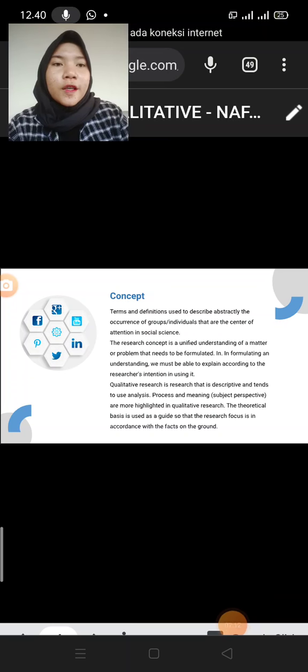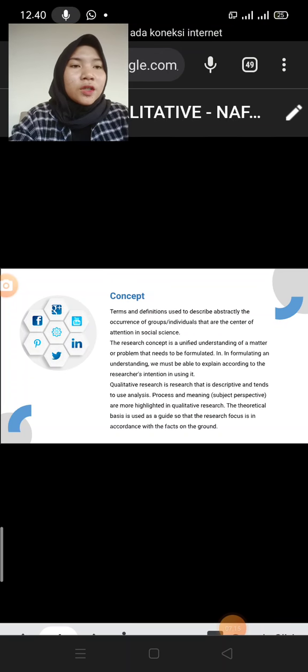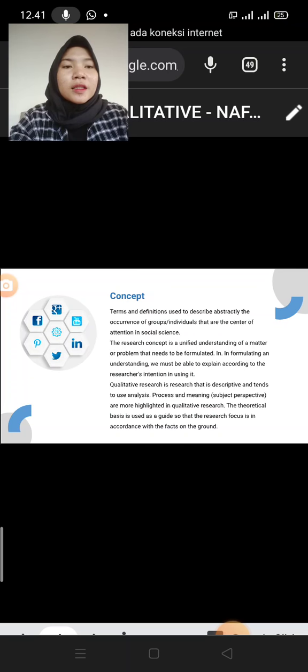Next, concept. Terms and definitions used to describe abstractly the occurrence of a group or individual that are the center of attention in a social sense. The researcher's concept is a unified understanding of a matter or problem that needs to be formulated. In formulating and understanding, we must be able to explain according to other researchers' intention in using it.